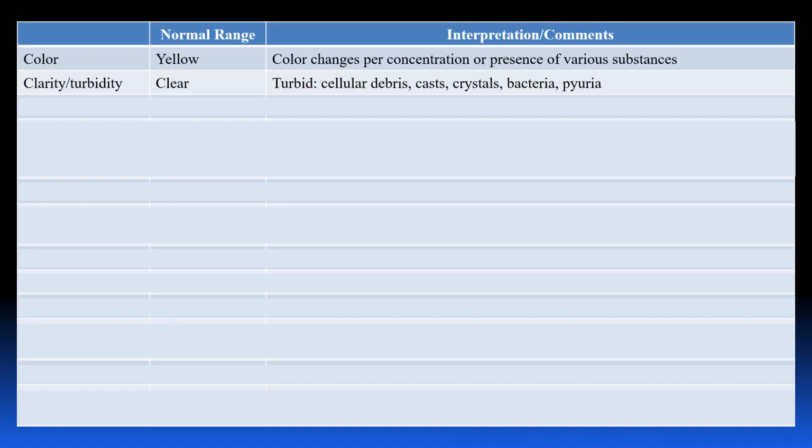In addition to reporting color and clarity or turbidity of the urine, a urine analysis can provide the following information. Urine pH, which can be useful in the evaluation of kidney stones or renal tubular acidosis, or the monitoring for effective alkalinizing therapy.